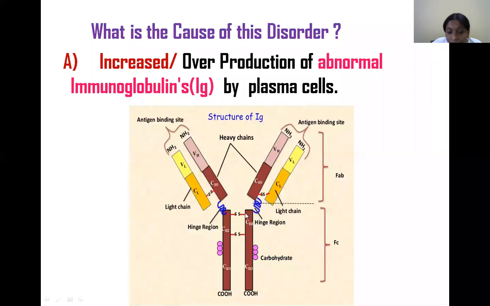The light chain is made up of about 200 amino acids. The heavy chain is made up of about 450 amino acids. The heavy chain contains a carbohydrate moiety, hence gamma globulins are also known as glycoproteins.